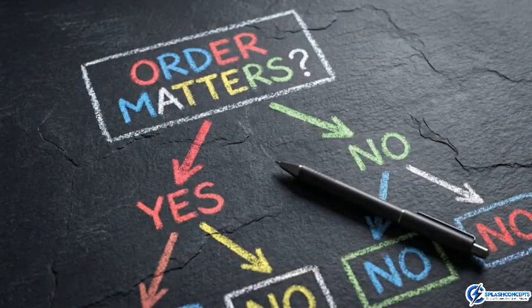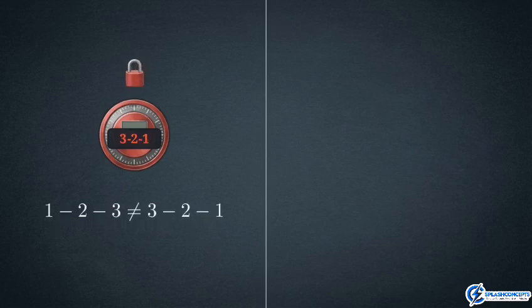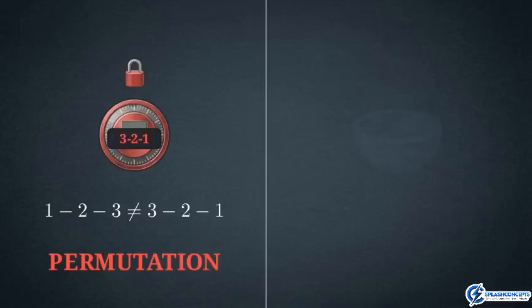Success in Class 11 math often depends on a single choice, deciding whether the order of elements actually changes the result. Look at this red digital locker. If the code is 123, entering 321 leaves it locked. Because the sequence matters, we call this a permutation.